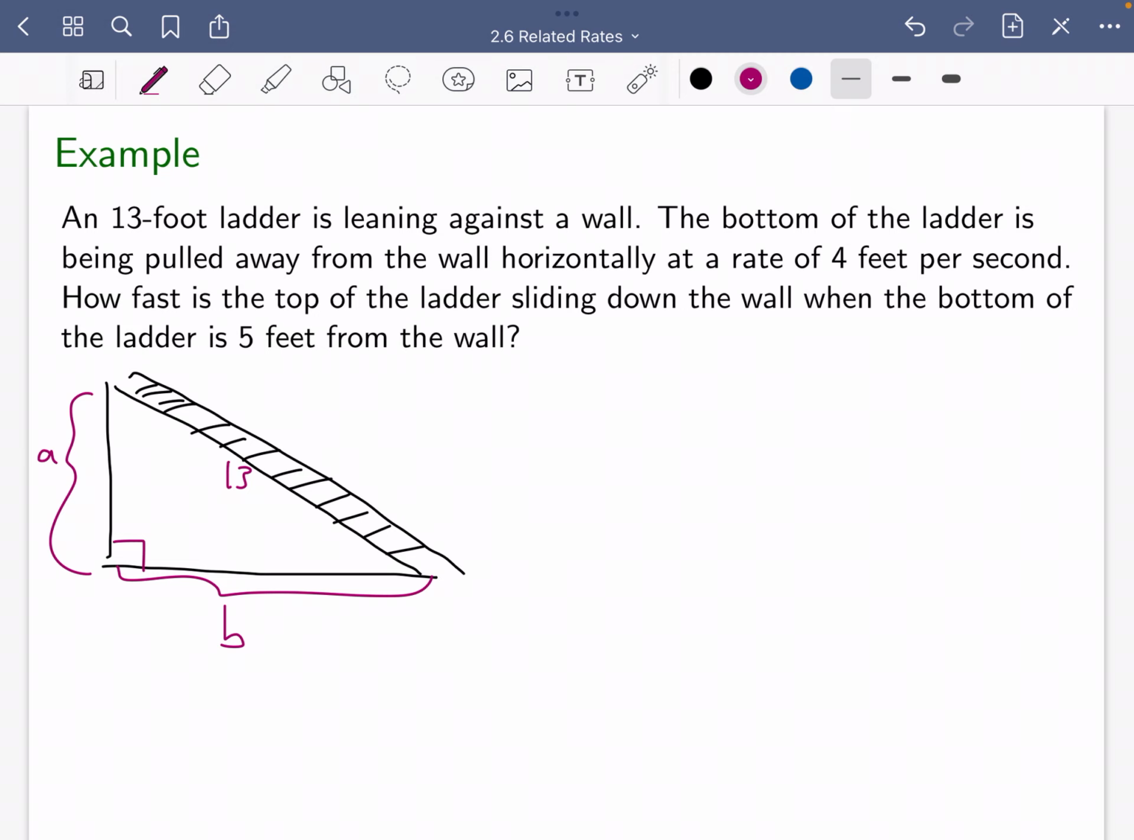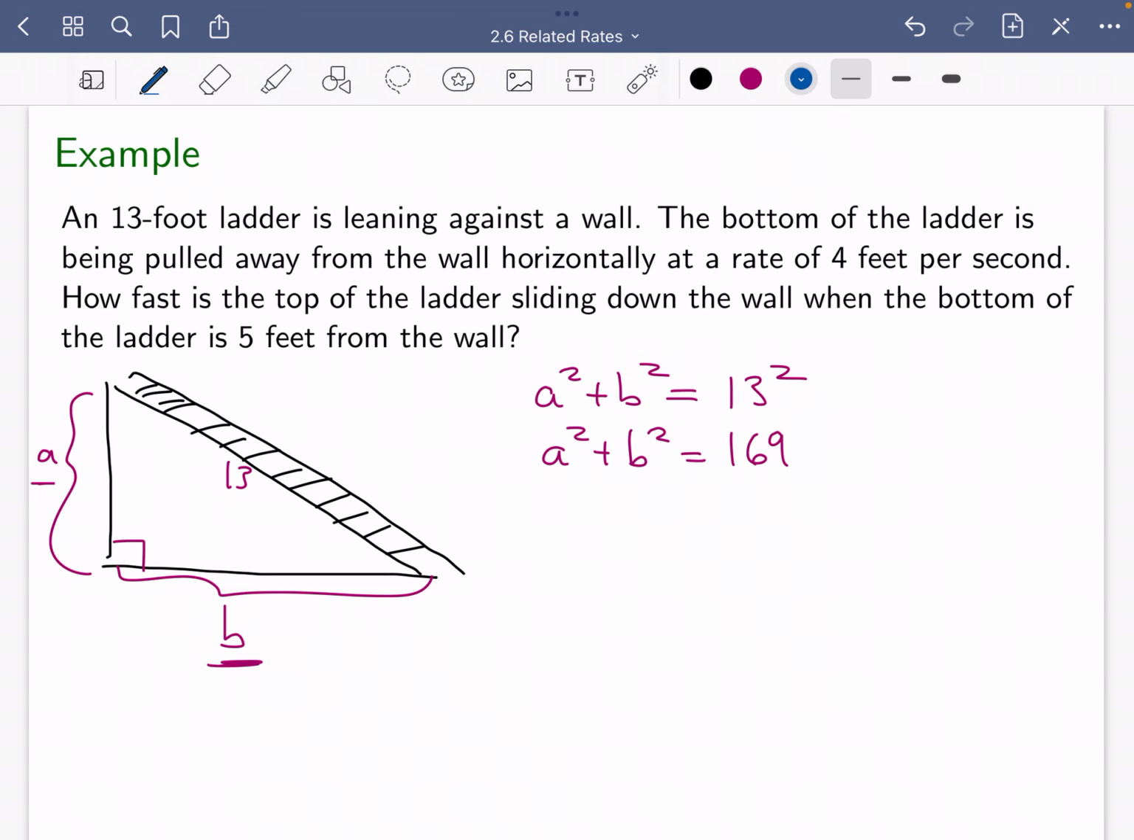All right, what equation could you come up with that relates this value of A and this value of B? Well, we have a right triangle, and so we could use the good old Pythagorean theorem. A squared plus B squared is equal to C squared. A squared plus B squared is equal to 169. And now what are we going to do with this?